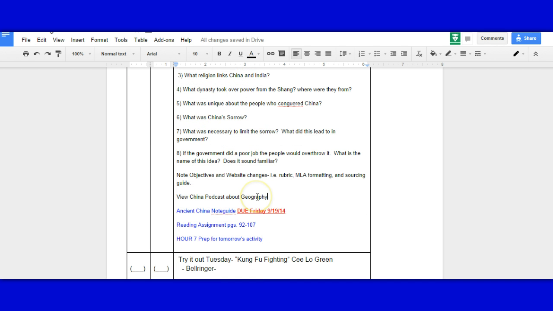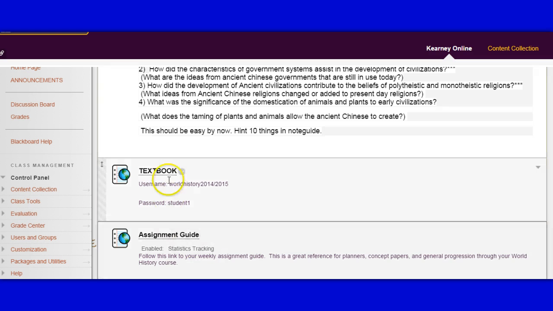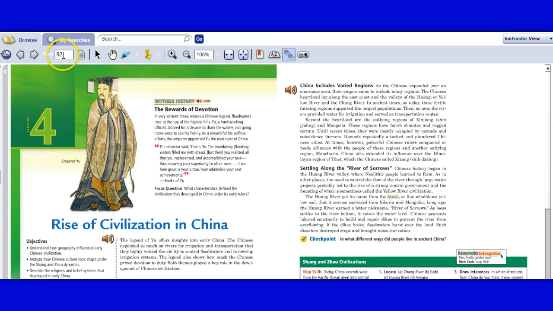We will watch a China podcast video, and then you will have the note guide, which will be due on Friday. Obviously, we don't have a half day on Friday this week, so we'll be able to get all the things in that we're planning to get in. Additionally, you have a reading assignment 92 to 107. If you go back to the website, you can click on the textbook link and it will take you there. Have it pulled up for you, type 92 in there.